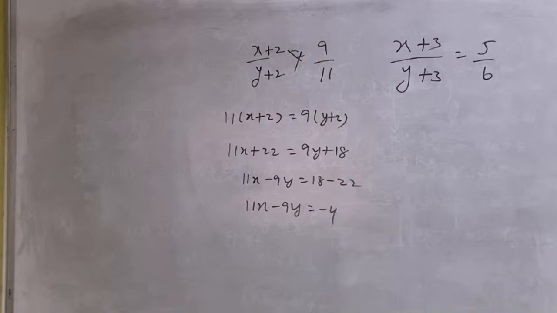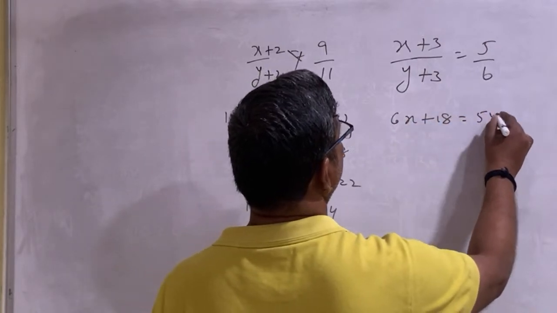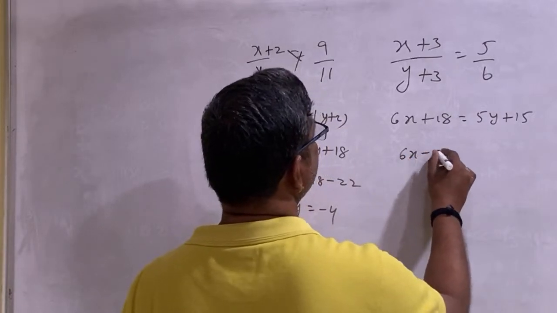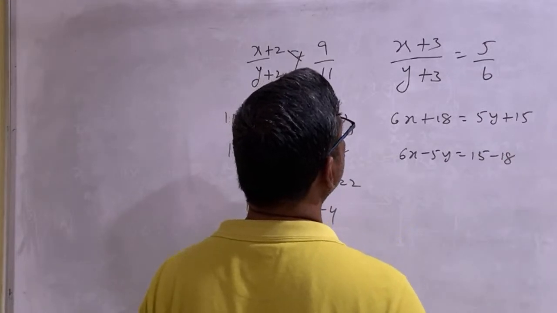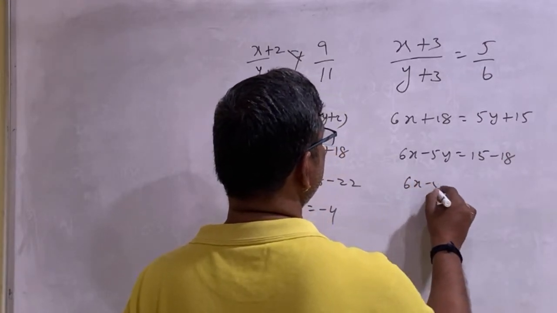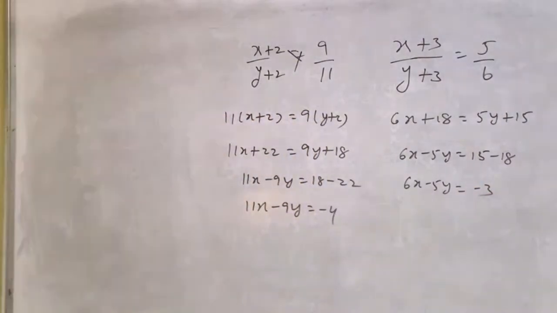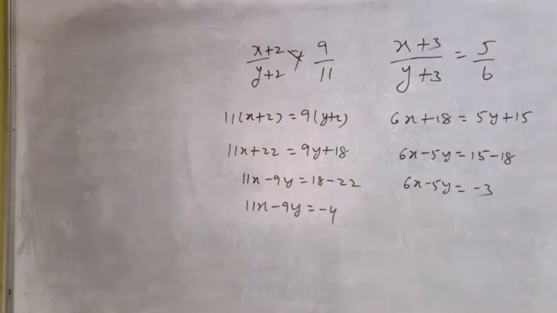Vaishnavi, 6x minus 5y is equal to 3. 6x plus 18 is equal to 5y plus 15. So 6x minus 5y is equal to 15 minus 18. 6x minus 5y is equal to negative 3. It is not 3, it is negative 3. So we got two equations.